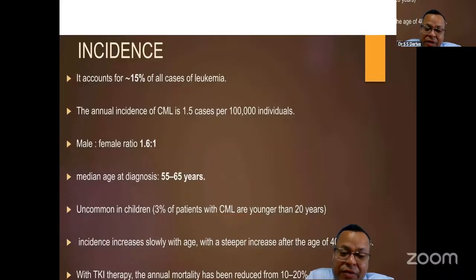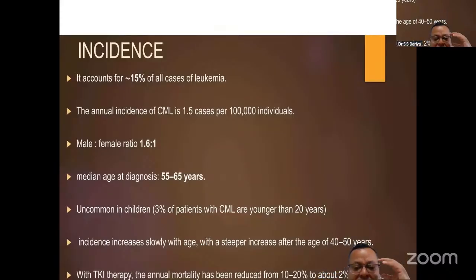The age at which we diagnose CML is around 55 to 60, the 5th or 6th decade. Yes, it is also seen in children nowadays. 3% of patients with CML are younger than 20 years. And the incidence increases slowly with age, after 40 to 50 years.